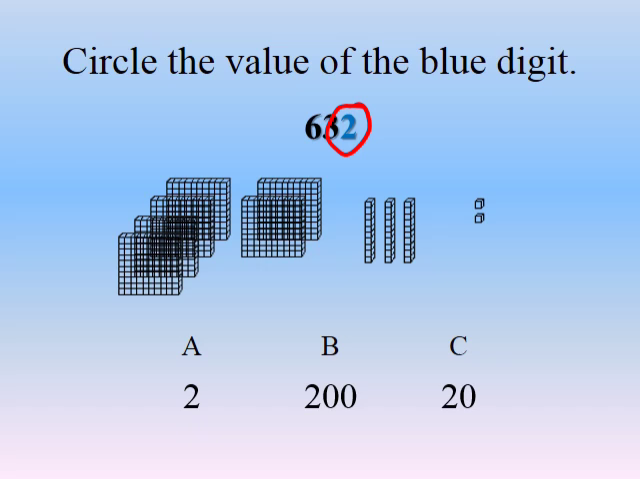Hopefully you've pressed pause and that you figured out the right answer. I see that I have a hundreds place, the 6 is in the hundreds place, the 3 is in the tens place, and the 2 is in the ones place. So since the 2 is in the ones place, I have 2 ones, which means the value is worth 2.